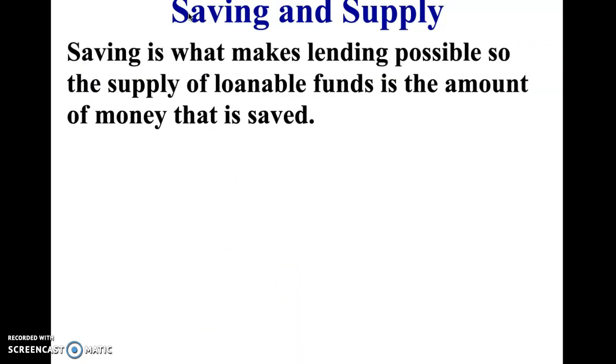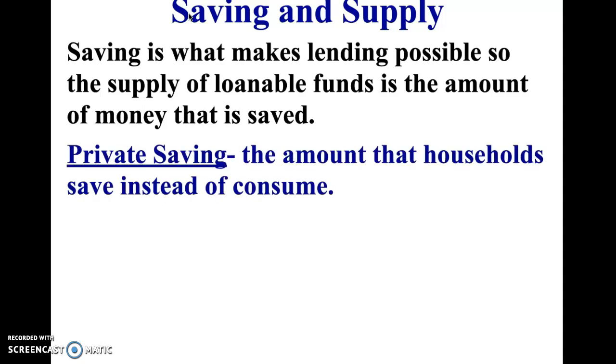So looking at just the supply side of this, savings is what makes lending possible. Think about it, the banks need people to keep their money in the bank in order to loan those out. If everyone started to pull out their money from savings, then that's probably going to be less money that they're going to be able to loan out. So if people start to pull out savings, then supply will go down.